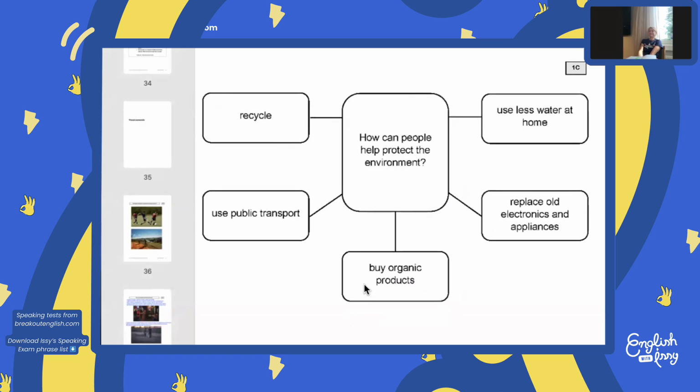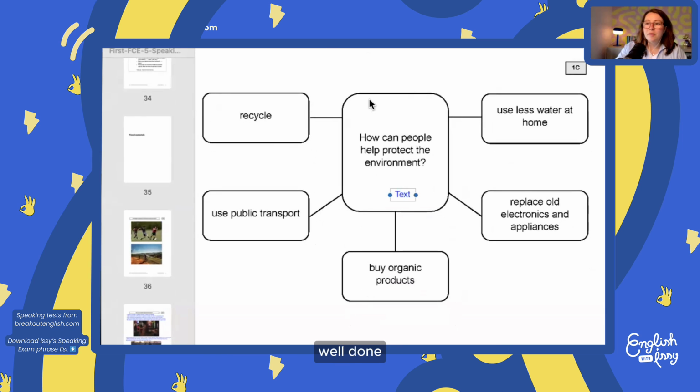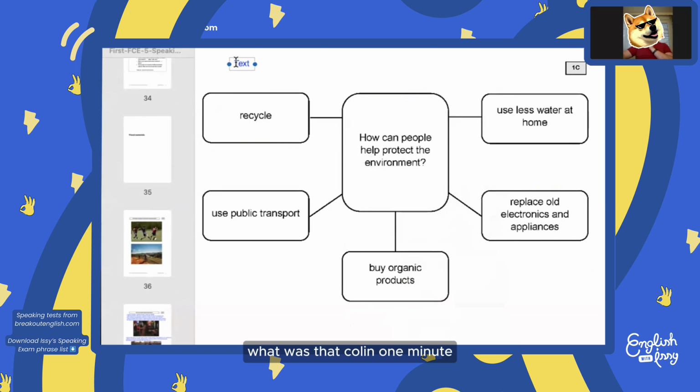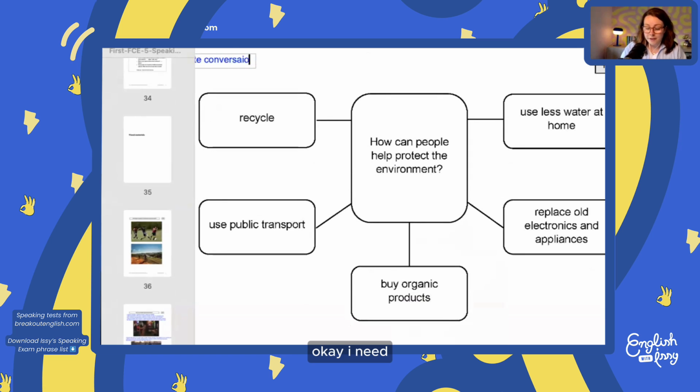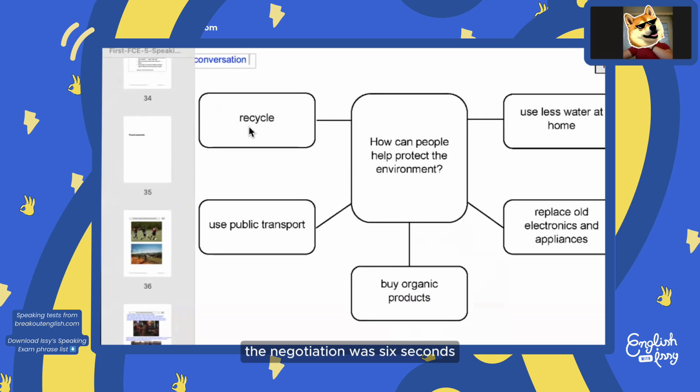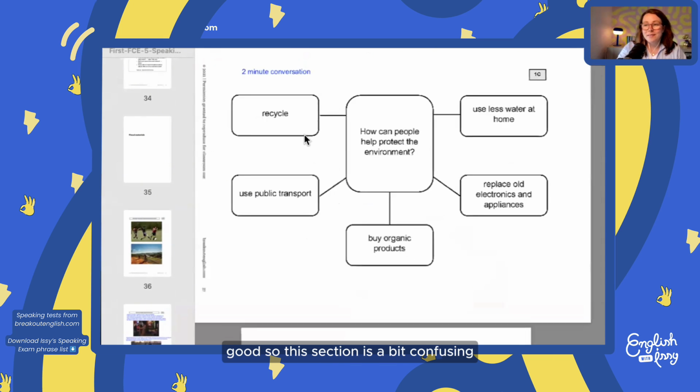2 minutes. This whole part of the exam is 4 minutes, well done. But the discussion on this question is... what was that, Colin? 1 minute. A little bit longer. It's a 2-minute conversation. Oh no, the negotiation was 60 seconds. The negotiation is 1 minute. Good. So this section is a bit confusing.